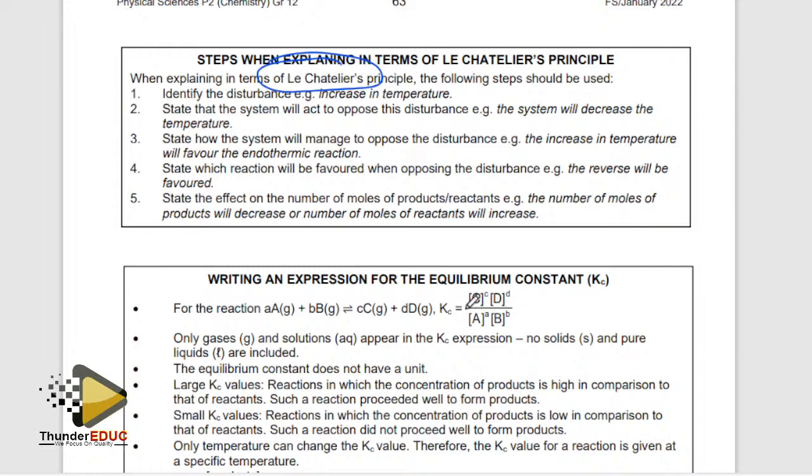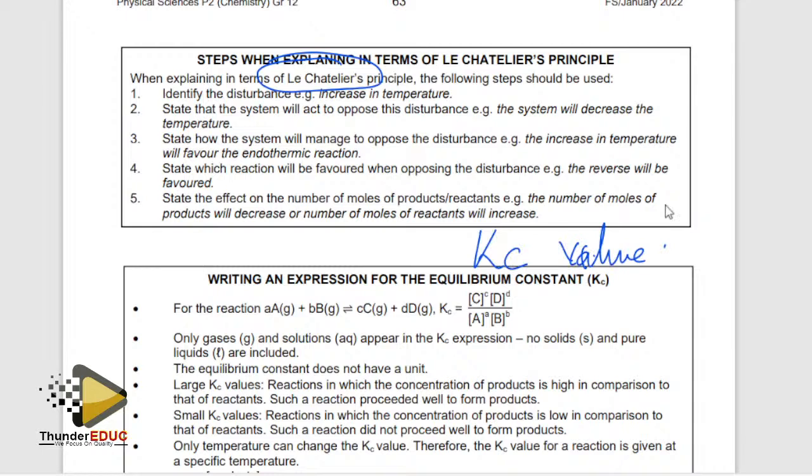We have concentration, we have temperature, we have pressure. Those are the 3 factors which affect chemical equilibrium. If they ask you the factor which affects the Kc value, now this is the Kc value.